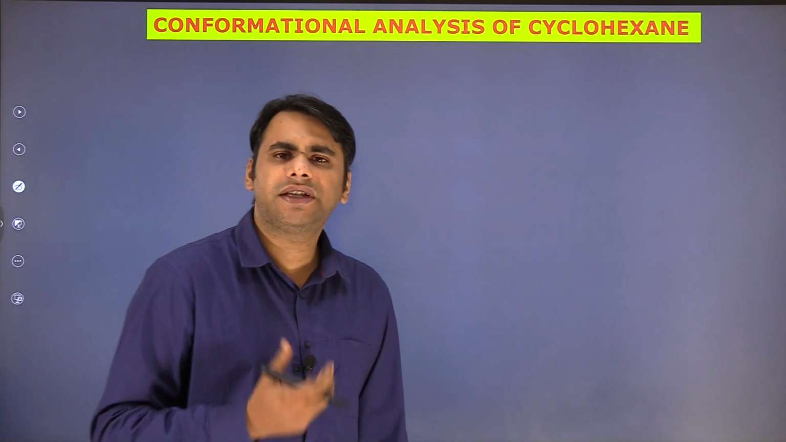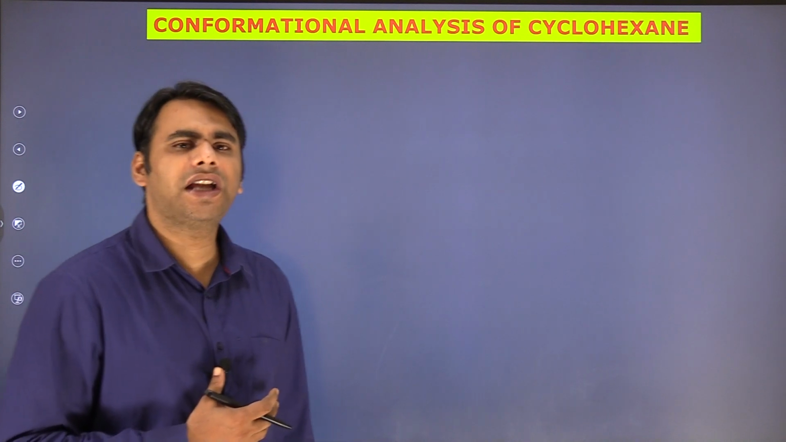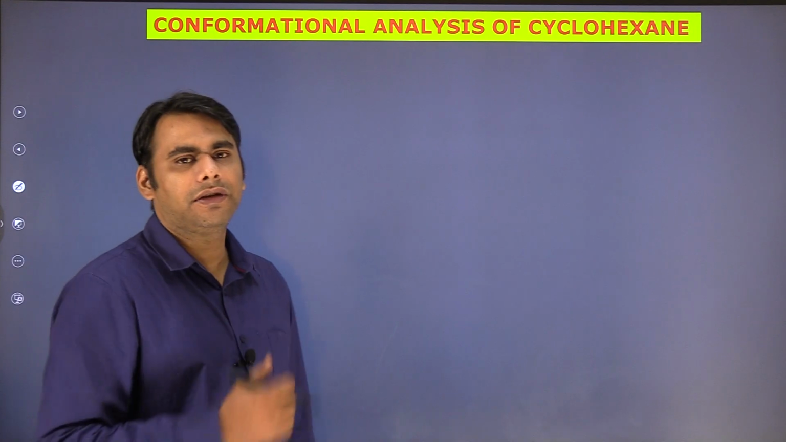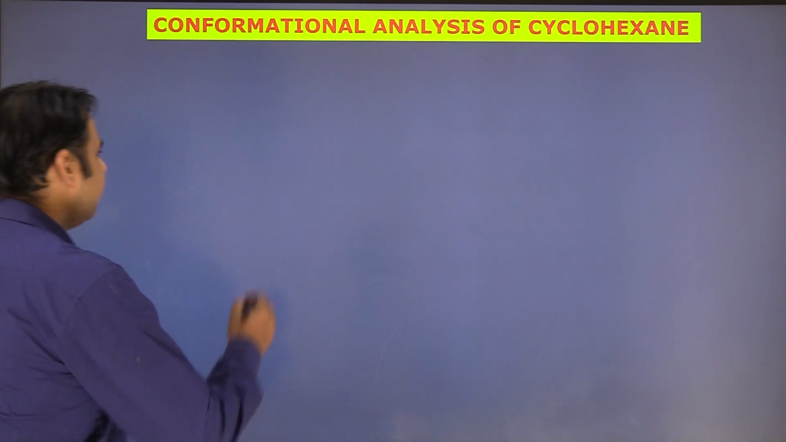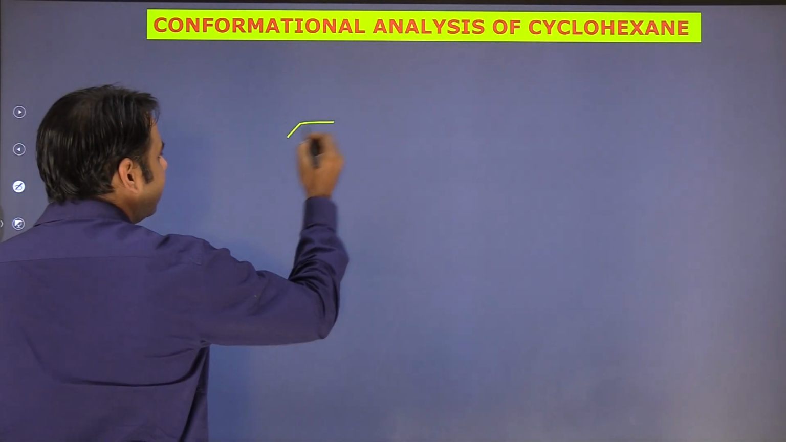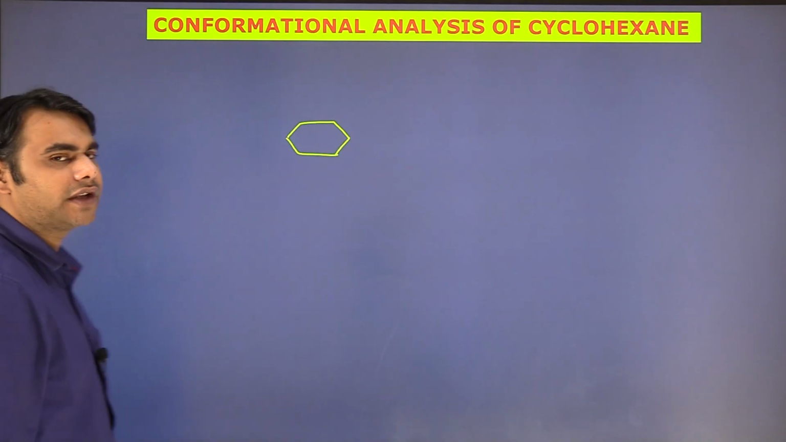Now cyclohexane is a very important molecule because when we deal with the chapter, especially substitution and elimination reactions, you will find a lot of questions on this particular segment. So if we talk about the conformation analysis of cyclohexane, we know that cyclohexane is basically a ring having 6 carbons on it. So we can draw its planar structure, right? So this is the planar structure of cyclohexane.